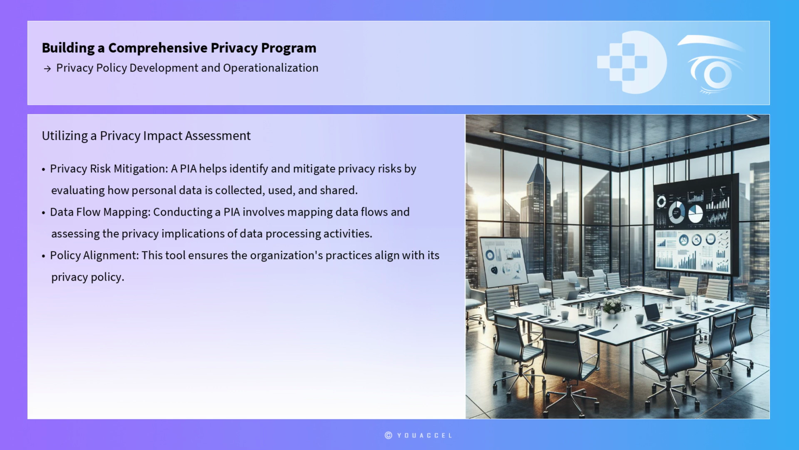A practical tool for developing a privacy policy is a privacy impact assessment. A PIA helps identify and mitigate privacy risks by evaluating how personal data is collected, used, and shared. Conducting a PIA involves mapping data flows and assessing the privacy implications of data processing activities. This tool not only aids in identifying potential risks, but also ensures the organization's practices align with its privacy policy.